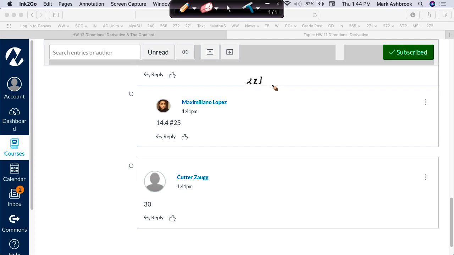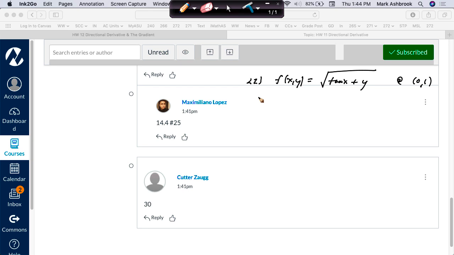So our function is... do I have this right? Square root of tan x plus y, and we want to get the gradient at (0, 1). Do I have the problem right?